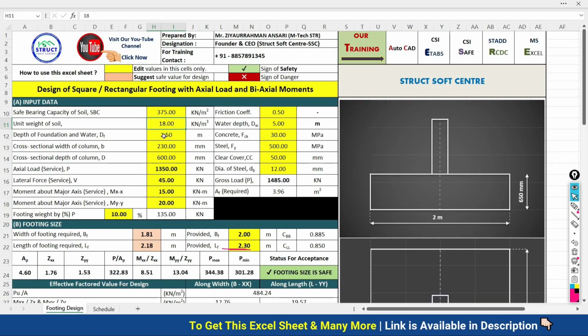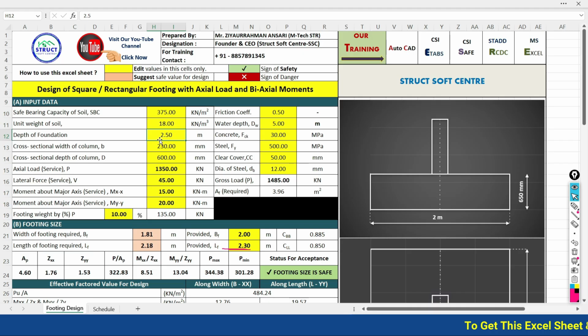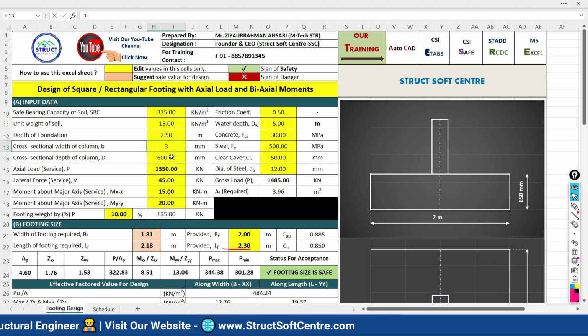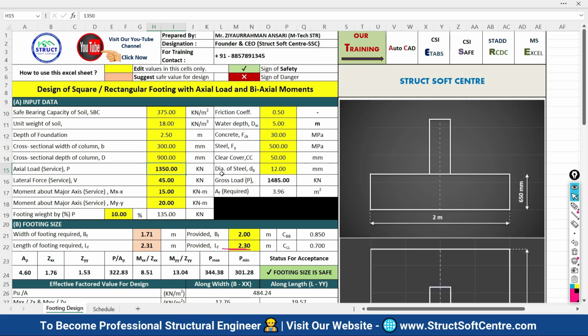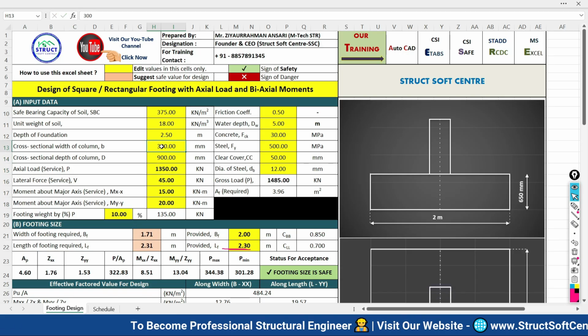Next, it is asking the depth of the foundation and water. The depth of the foundation from your ground level is 2.5 meter, and the depth of the water from the ground level is 5 meter. What is the size of your column? 230 by 600. If any other size of the column is there, you can define it here, suppose 300 by 900 is the size of your column. Here my size of the column is 230 by 600.